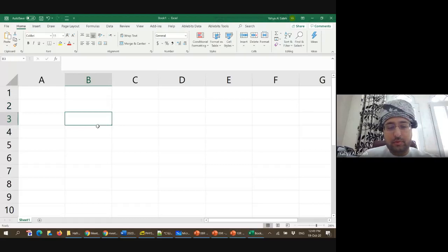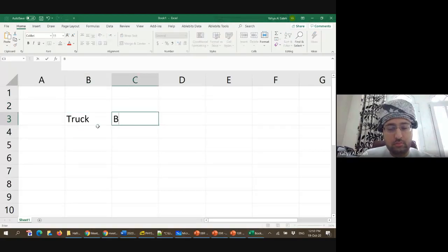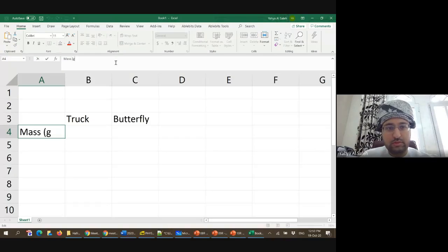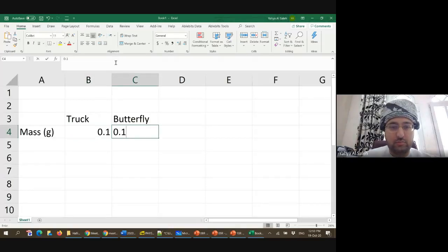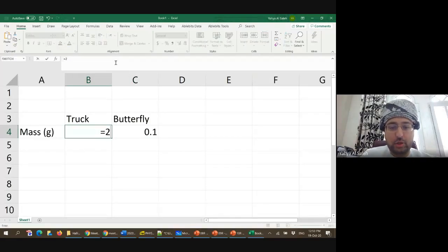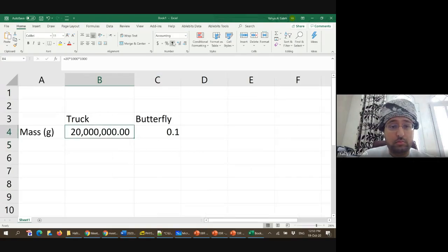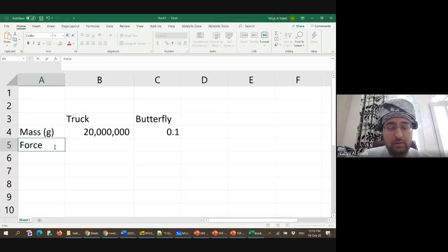Let's try it out. Truck, butterfly. The mass of the butterfly is 0.1 grams. The mass of the truck is 20 tons, 20,000 kilograms, a rather large number. Okay. Now we have force, we have acceleration.